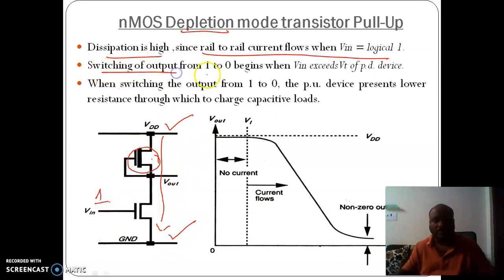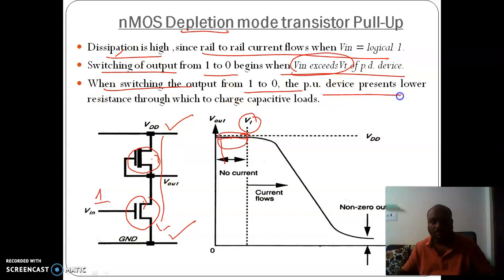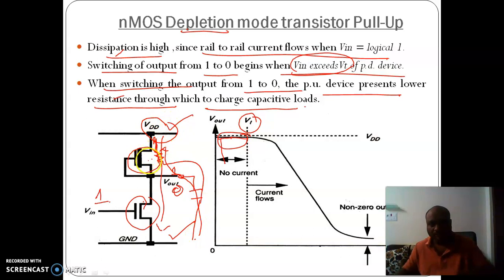Also, switching of output from 1 to 0 begins when Vin exceeds Vt of the pull-down device. See here, the output will not switch from 1 to 0 immediately. Instead, it will take a certain amount of voltage known as the threshold voltage of this transistor. And when switching the output from 1 to 0, the pull-up device may present lower resistance through which the charge capacitive loads. So when we consider a stray capacitance here, when switching from 1 to 0, this would actually become 0, but because of the lower resistance path here, this capacitance may charge towards the supply.